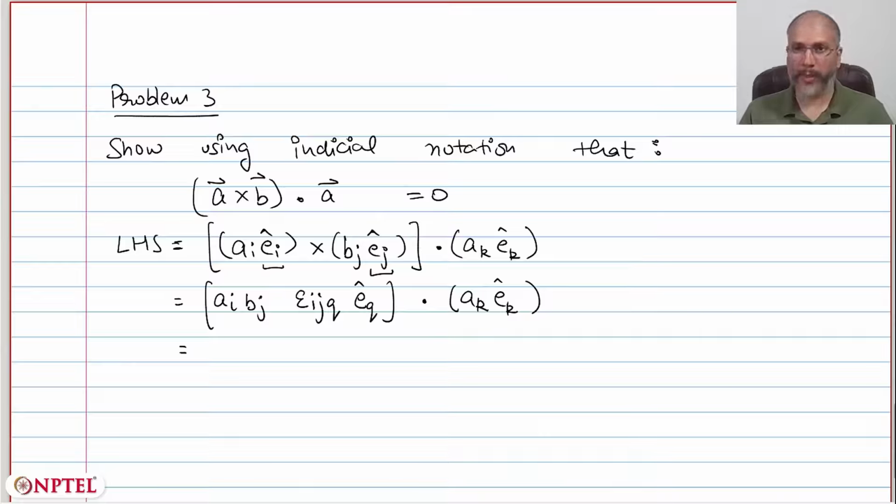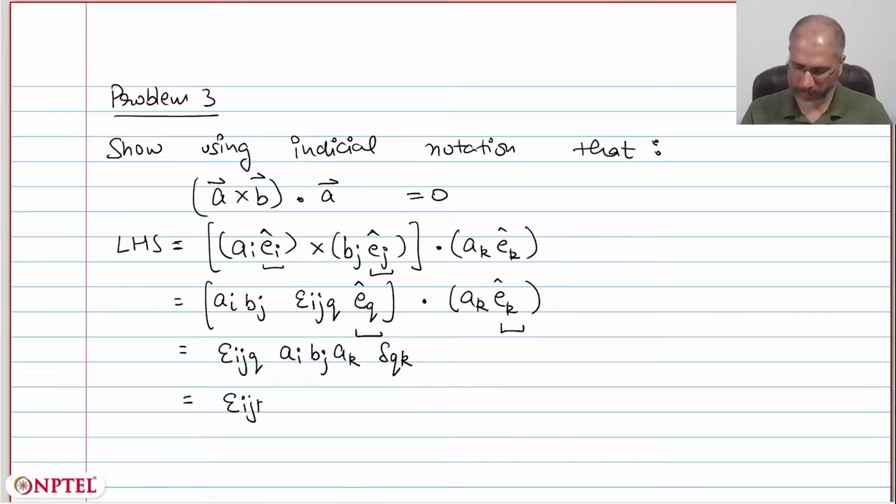So now we will apply the dot between e_q and e_k. Let's move the epsilon to the extreme left. Then we have the scalar components A_i, B_j, A_k, and then we have e_q dot e_k, which is delta_qk. Now we will apply the substitution property of delta to get rid of it. So I'll replace the index q with a k in the epsilon. So it becomes epsilon_ijk A_i B_j A_k.